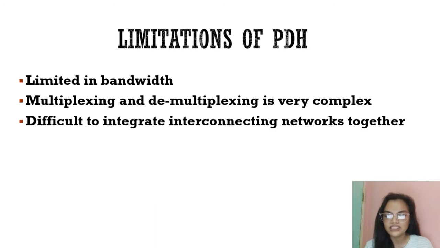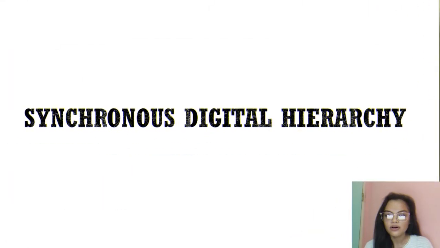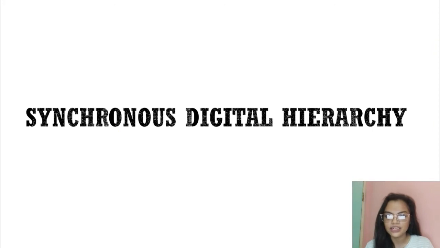The maximum capacity for PDH is at 566 megabits per second, which is limited in bandwidth. As mentioned earlier, multiplexing and demultiplexing is very complex since a different frame is used for transmission and in the data layer. Since every manufacturer has its own standards and PDH also has different hierarchies, it is difficult to integrate interconnecting networks together. Now, for the synchronous digital hierarchy.